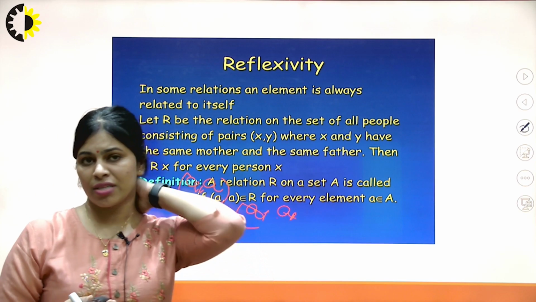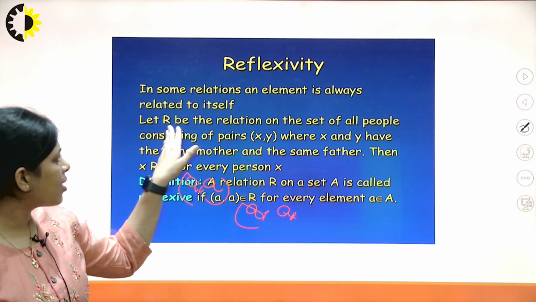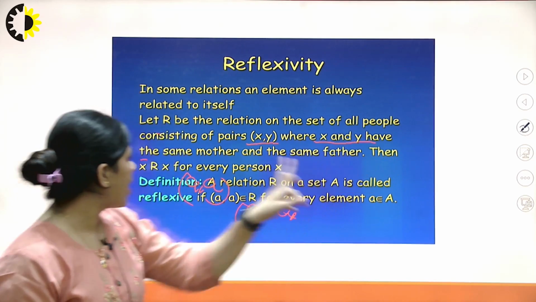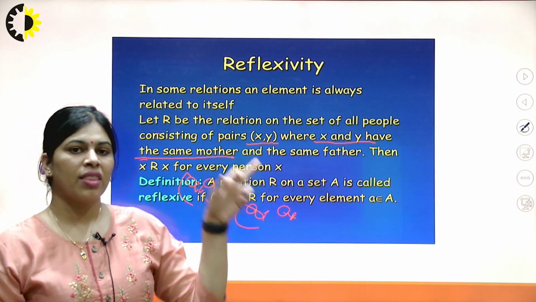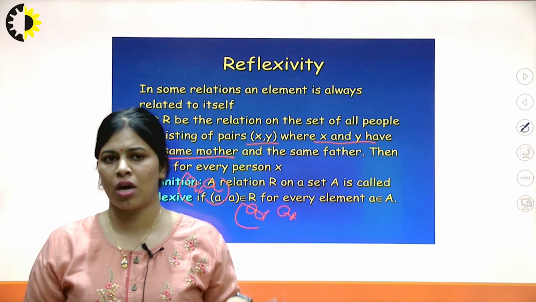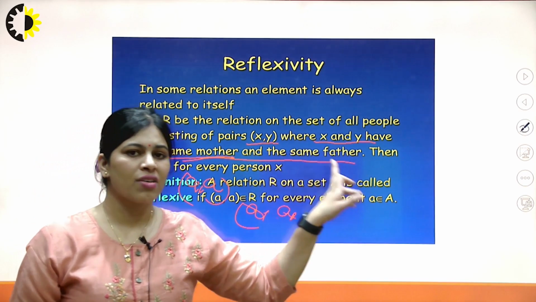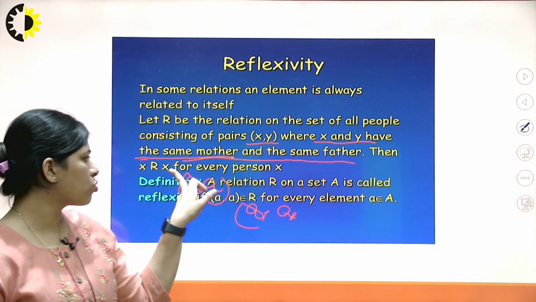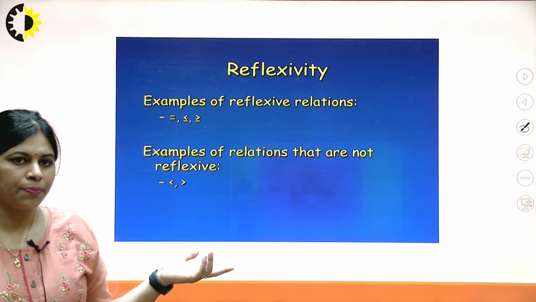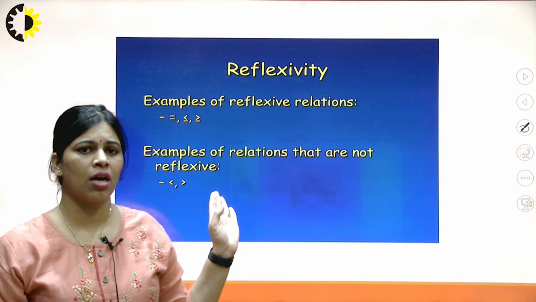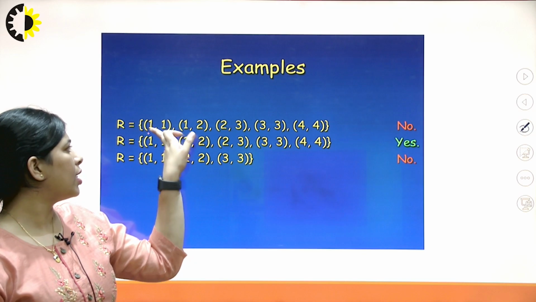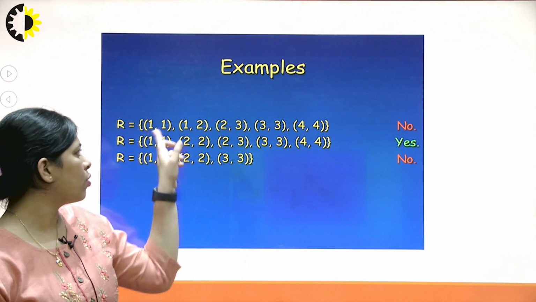In reflexive relations, an element is always related to itself. Like let R be the relation on the set of all people, consisting of pairs (x, y) where x and y have the same mother. Same mother means they belong to the same set, no element belongs to another set. They have the same set and the same elements. Like x always belongs to x, for every person x, is called reflexive. Now here I am taking an example of a reflexive relation. This is the sign of a reflexive relation. Like this, I am taking an example. If 1 can make an ordered pair with 1 itself, it is called reflexive.